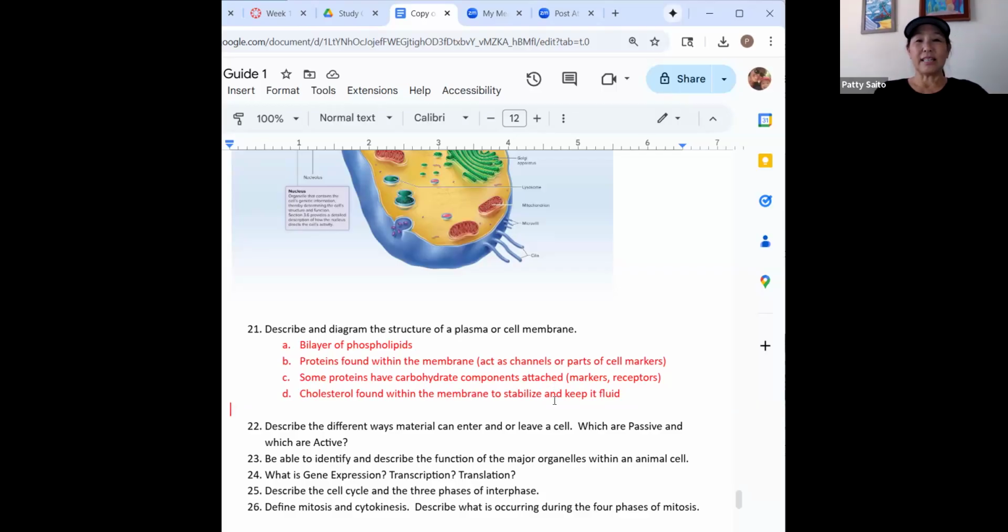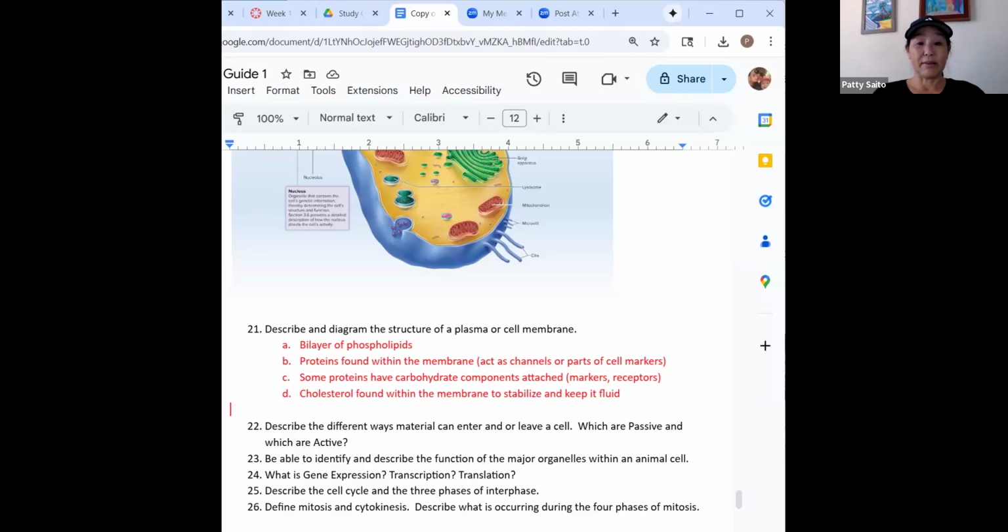And then lastly, there's cholesterol. So cholesterol is also a lipid, and in the past it's kind of gotten a bad rap, but cholesterol is a necessary component to membranes.